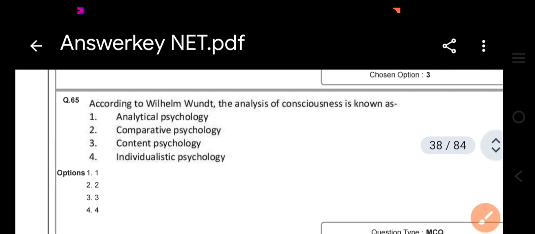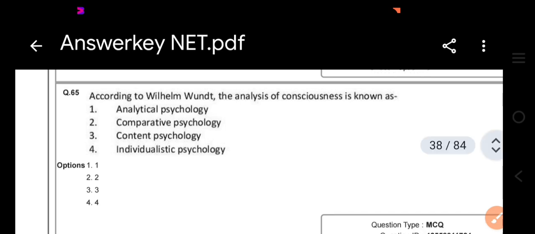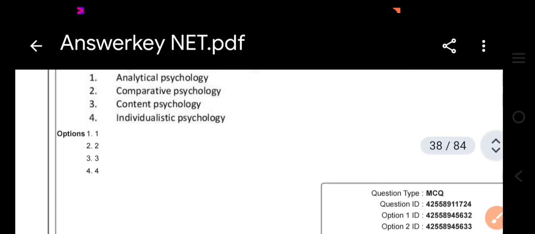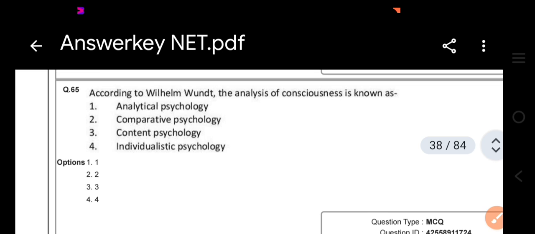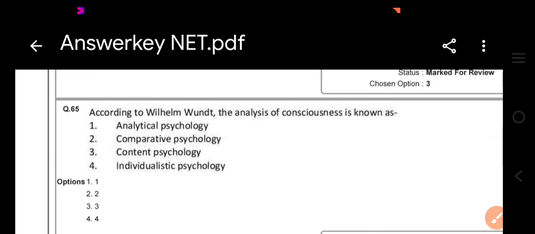According to Wilhelm Wundt, the analysis of consciousness is known as what? Here the option is content psychology. Wundt worked on content psychology, so that is the right option. You can check whichever option you have, but going through it, content psychology is the relevant answer.